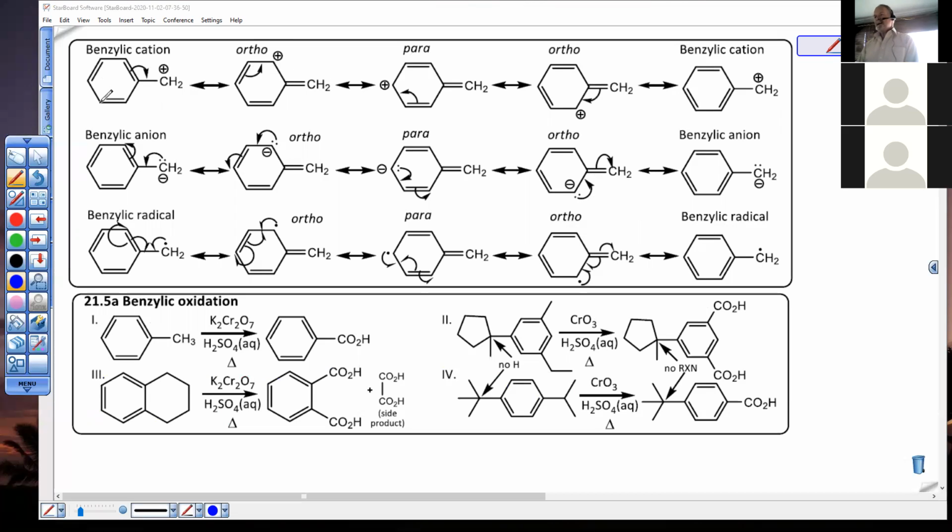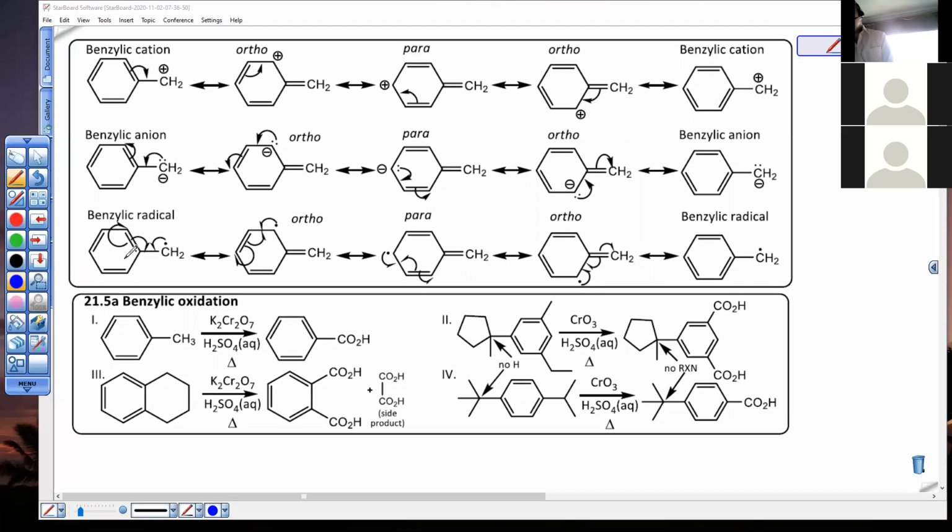So resonance of benzylic cations gives ortho cations and para cations. Anions, same story. Arrows look a little different. You flow away from anions. You flow towards cations. For obvious reasons, these are electrons. Electrons are attracted to cations, and anions are pushy. They push away from them. Ortho anion, para anion, ortho anion, back to a benzylic anion that has the resonance form of benzene.